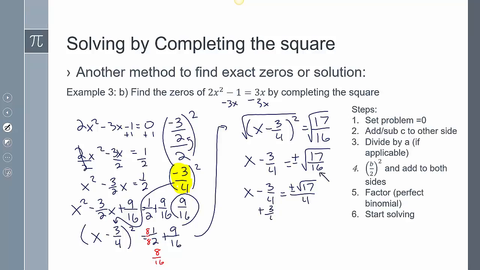Add the 3/4 to both sides, and you'll get x equals 3 plus or minus the square root of 17 all over 4, since they both have the same denominator. Like I said, with my math lab, you might have to separate the plus and the minus.